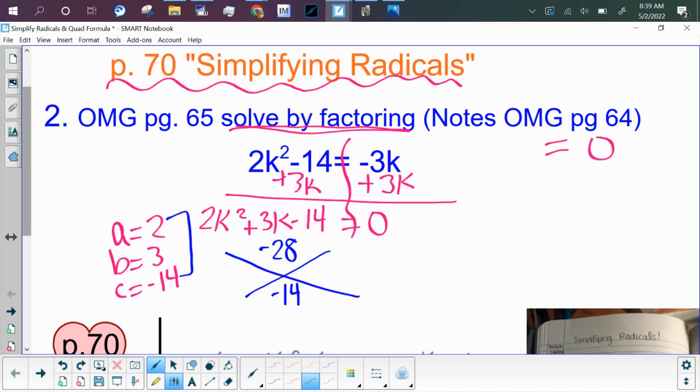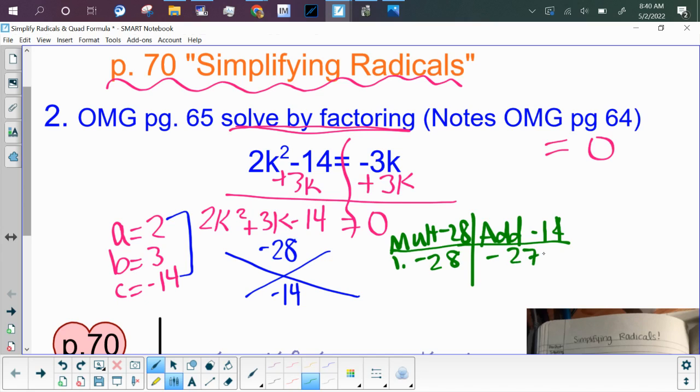Okay, now I've got to find the numbers that multiply to make negative 28 and that add to make negative 14. So 1 times negative 28 is the first one. That makes negative 27, so that's not it. Then I would do negative 1 times positive 28, but that's going to make positive 27, so I know that's not going to be it either. 2 times negative 14 gives me, oh, I'm sorry. I totally made a mistake here. This isn't adding up to negative 14. It's got to add up to the B. What am I thinking? And the B this time is 3.